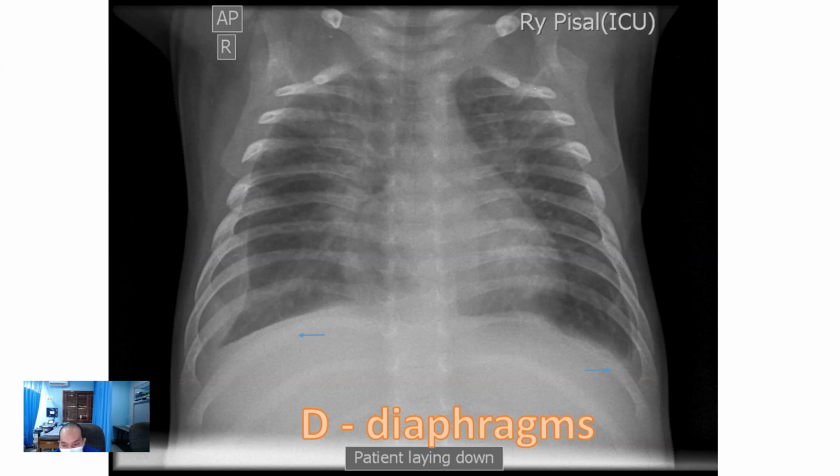So this is an example of pleural effusion, where we can see the double lines at the costophrenic angle, which indicates bilateral pleural effusion.